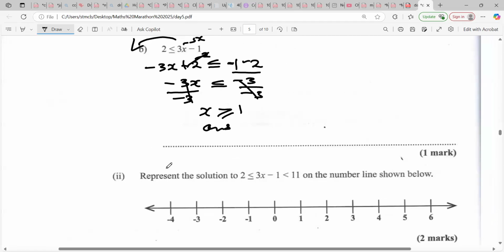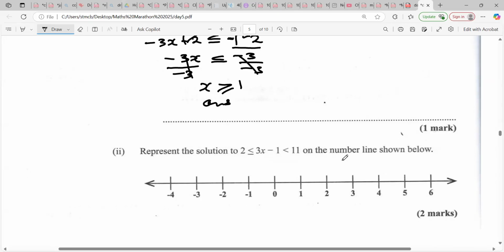All right, so this represents the solution that you did up there, so on the number line below, and you get 2 marks for this. So graph it. This might take a little time to draw. Draw it up, guys, and mark it up.